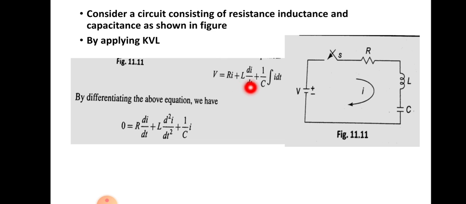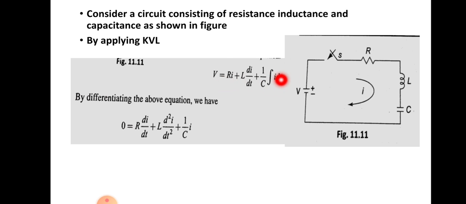In this equation there are an integration term and a differentiation term. For avoiding the integration term, we have to differentiate the complete equation. When we differentiate, V is a constant value, so the differential of V will be equal to 0. Then R into di by dt, plus L into d square I by dt square, plus the differentiation of the third term.